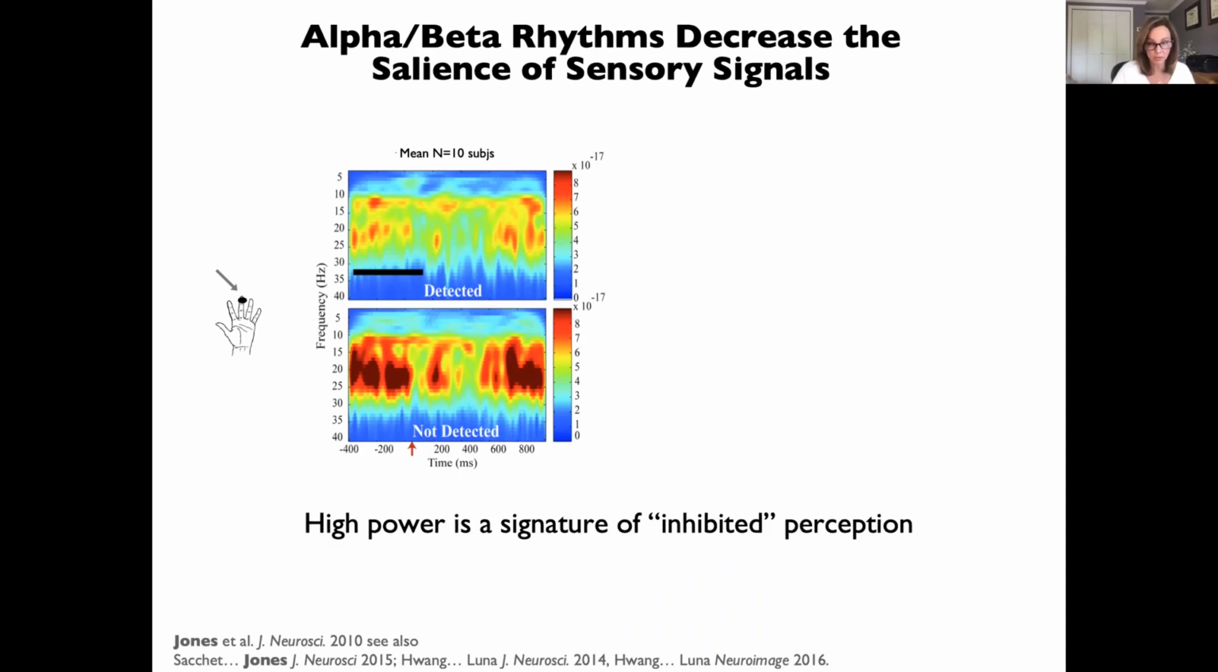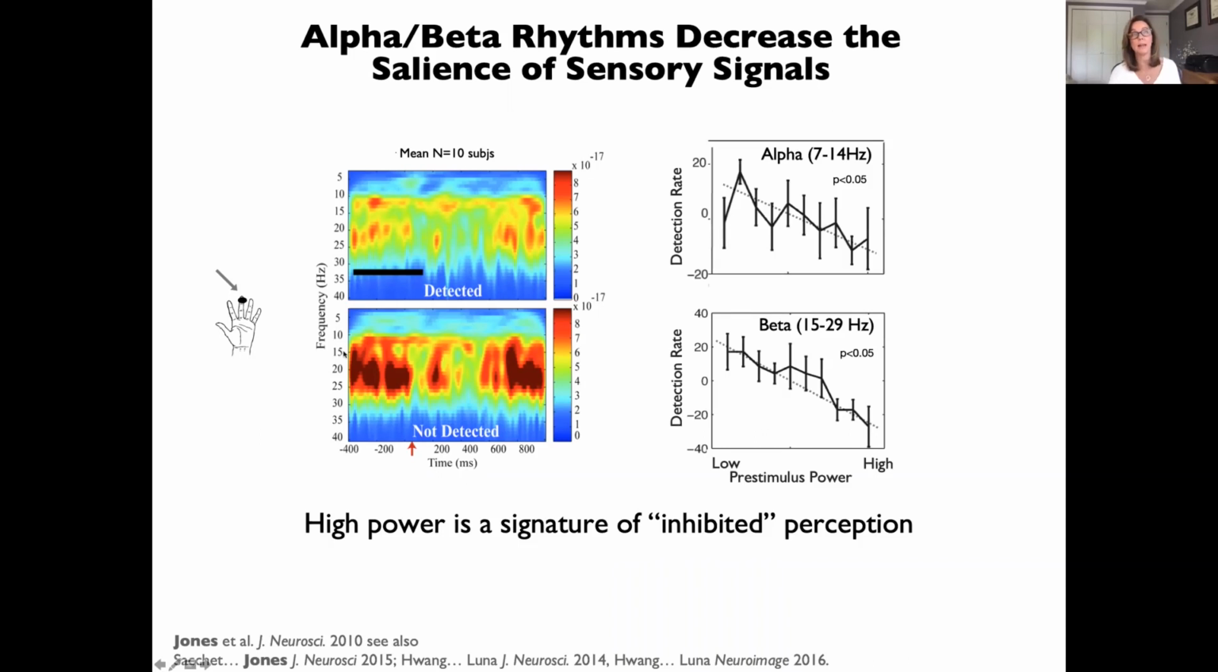And if we do some statistics and we look at the average, so here we're averaging in the pre-stimulus period across the alpha and the beta frequency bands. We're sorting power from low to high, and we're looking at the detection rate as a percent change in hit rate from the mean. So the higher it is, the more likely the subject was to feel the tap to the finger. And you can see very clearly there's a linear relationship between power and perception.